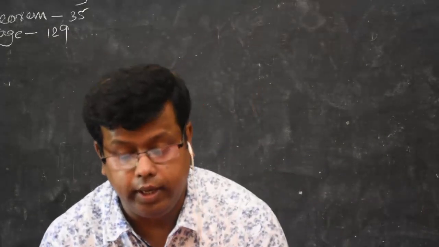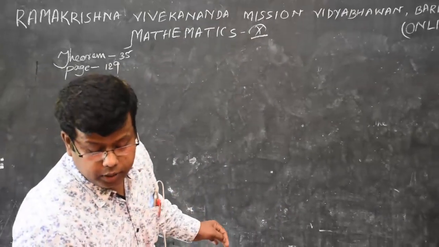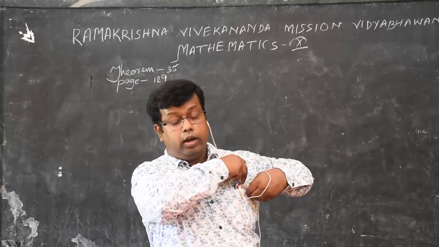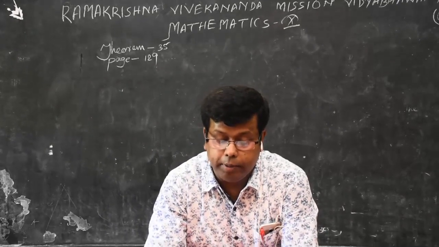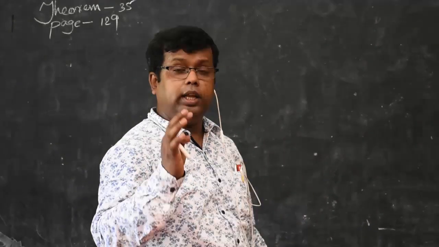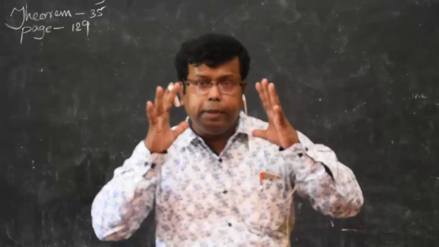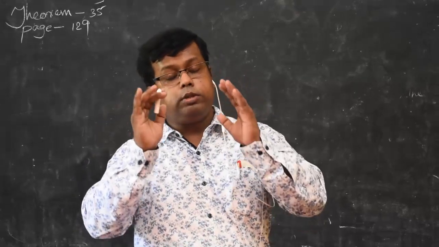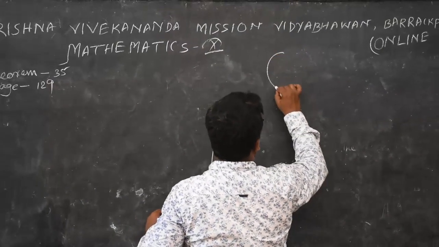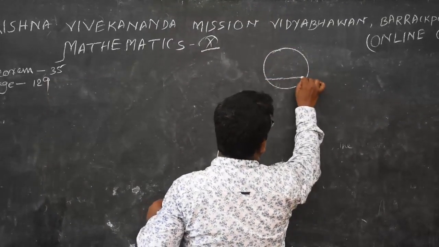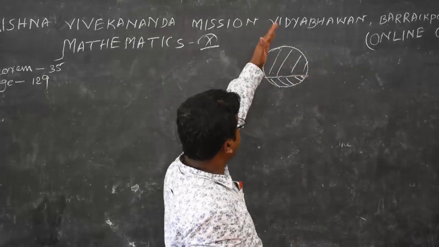Now we are going to understand theorem number 35. It is given on page number 129 in your book. The theorem: angles in the same segment of a circle are equal. Before starting the theorem, you have to understand what is the segment of a circle. Segment of a circle is the part of circle which is bounded by circumference and chord. It is a circle and it is a chord; it is one segment and it is another segment.